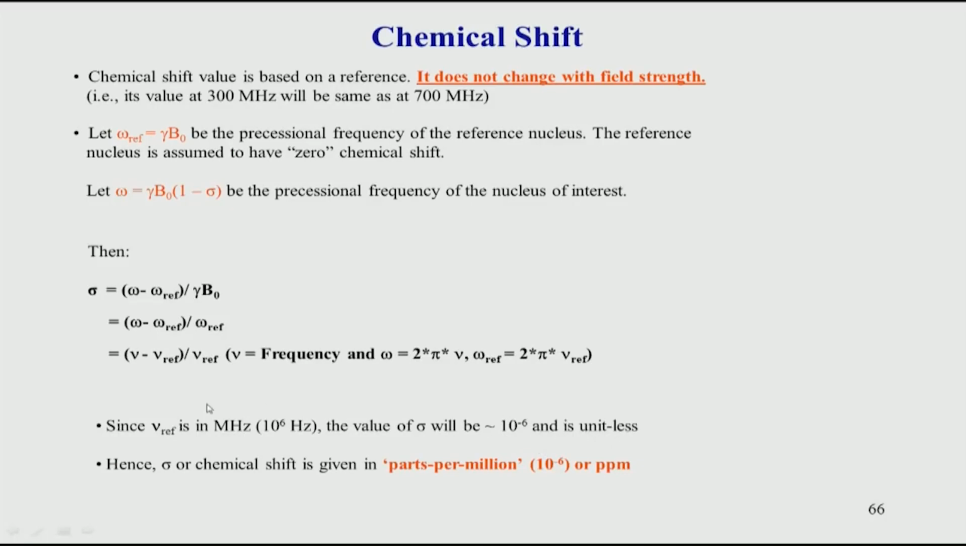This is very important because if you see from this equation, I am subtracting two frequencies, therefore, this unit is also in frequency units, and I am dividing by another frequency. When you divide two quantities which have the same units, you get a parameter which is unitless. So, this shielding factor is in parts per million, we use the word because it is a factor of 10 to the power minus 6.